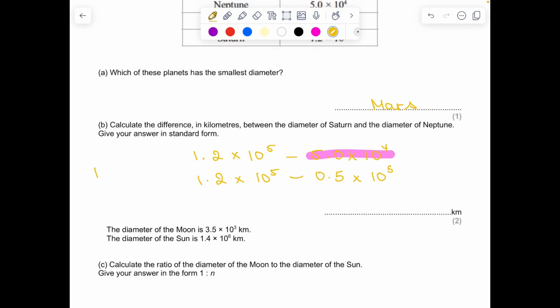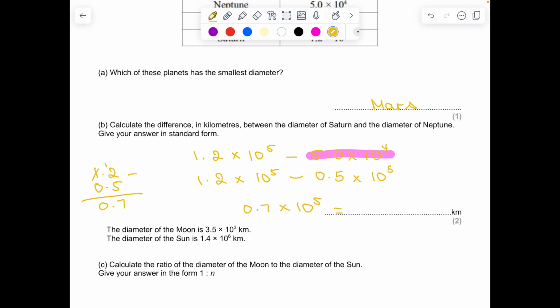I'm going to work out what 1.2 take away 0.5 is. Again, I'm doing this on here, but you can easily do this on your calculator. Okay, so we get 0.7. And so our answer is 0.7 times 10 to the power 5, although we've got to be careful because that is not in standard form. That will get you 1 mark.